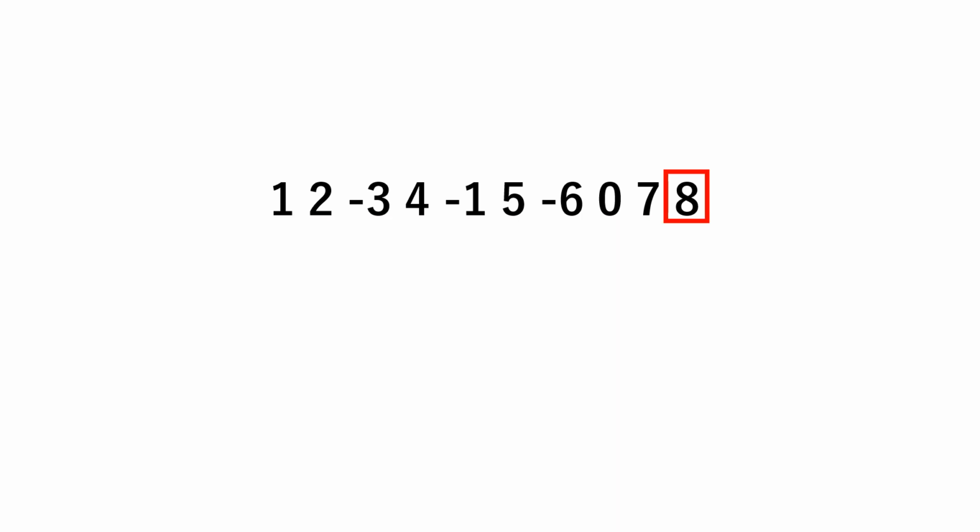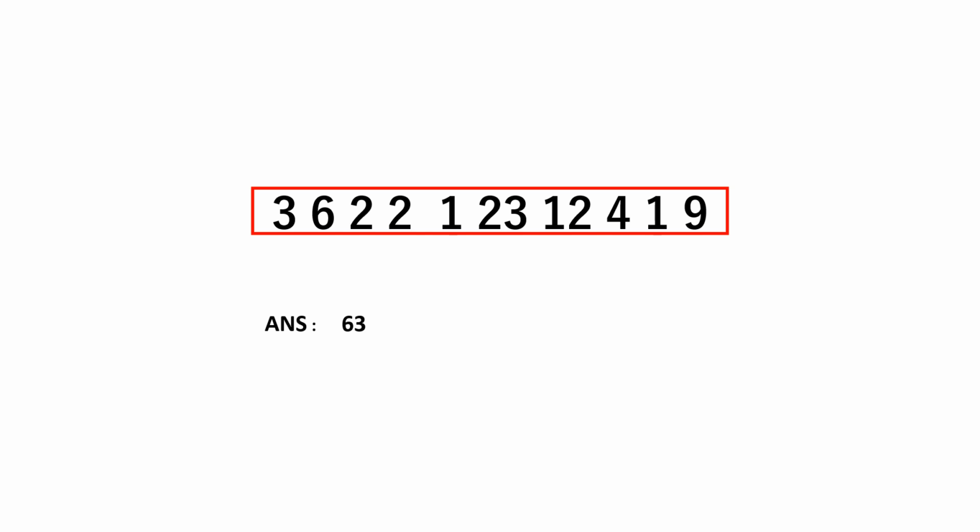Even a whole array or a single element is also a subarray. But this is not a subarray because the elements are not contiguous. Now, getting back to the problem. We need to find the sum of the subarray which has the maximum sum. So for this array, the subarray which has the maximum sum is the whole array. So the answer will be the sum of this whole array, which is 63.